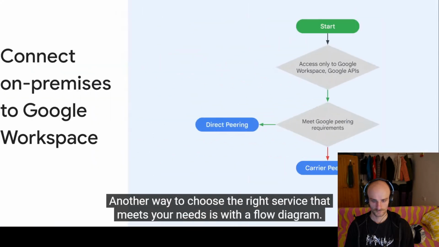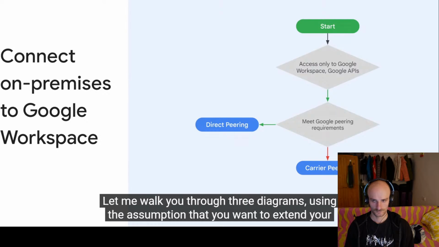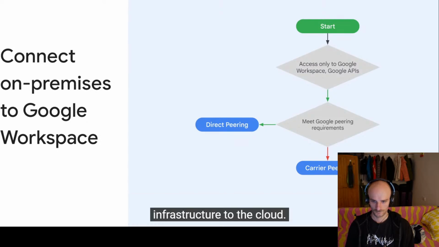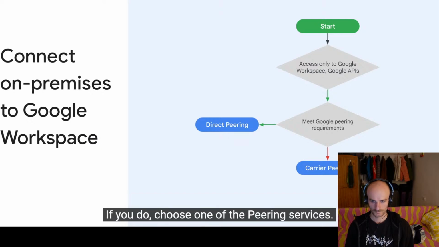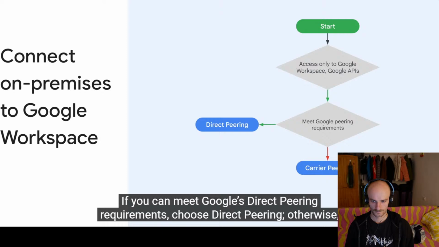Another way to choose the right service that meets your needs is with a flow diagram. Let me walk you through 3 diagrams using the assumption that you want to extend your infrastructure to the cloud. Ask yourself whether you need to extend your network for workspace services, YouTube, or Google Cloud APIs. If you do, choose one of the peering services. If you can meet Google's direct peering requirements, choose direct peering.